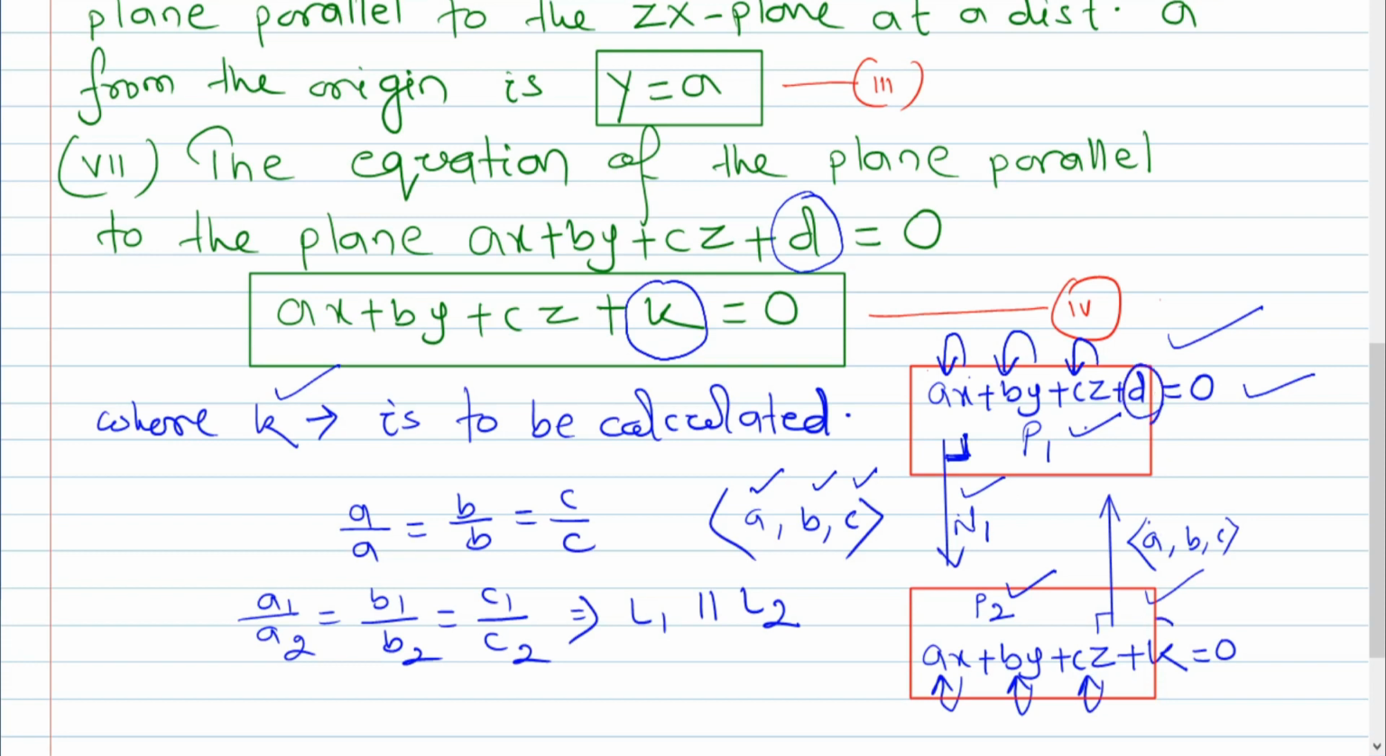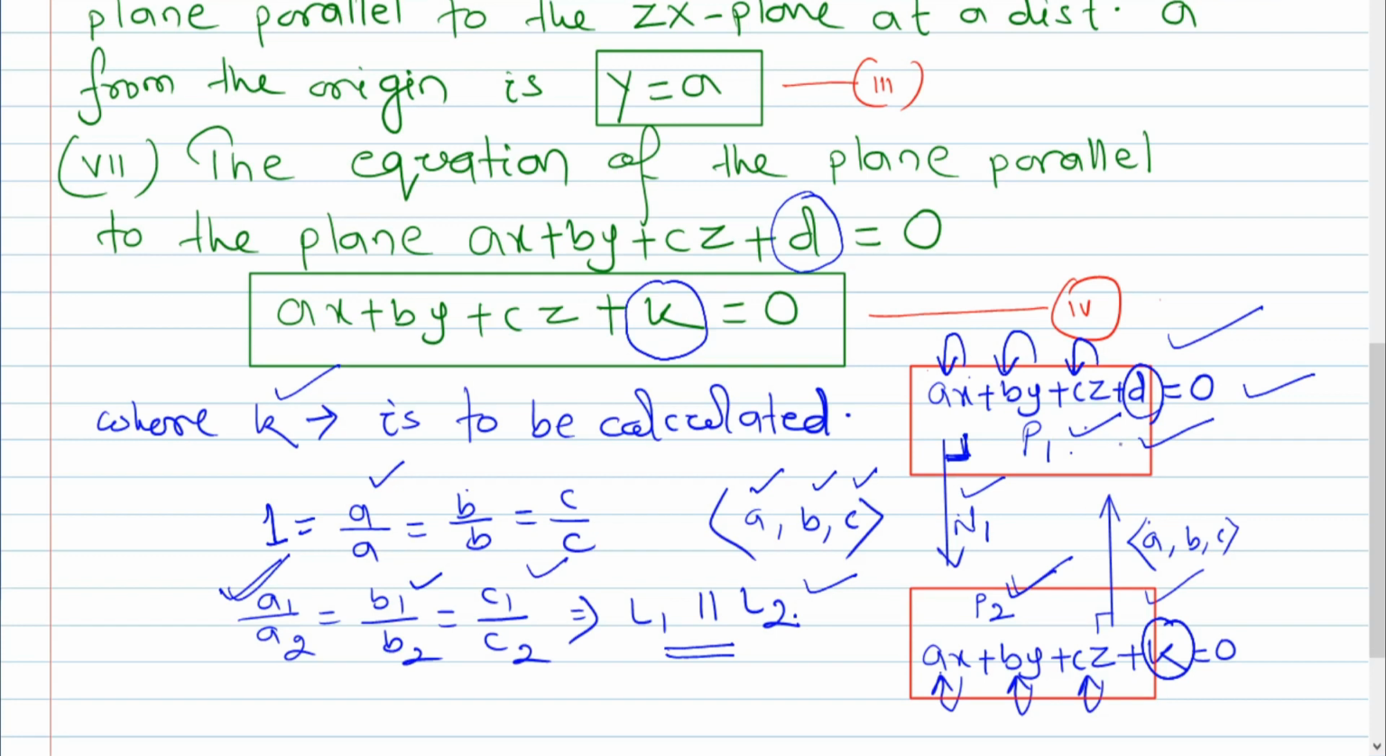Here d, here should be k. And the DRs is a, b, c. Since they are proportional, a by a is equal to 1, b by b is equal to 1, c by c is equal to 1. So they are equal. So we know that when a1 by a2 is equal to b1 by b2 is equal to c1 by c2, then L1 is parallel to L2. When the normals to the planes are parallel to each other, then the two planes are parallel to each other.